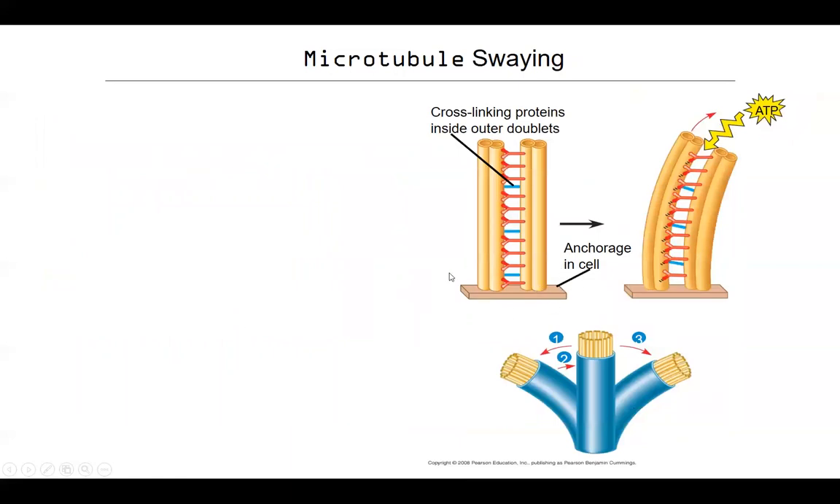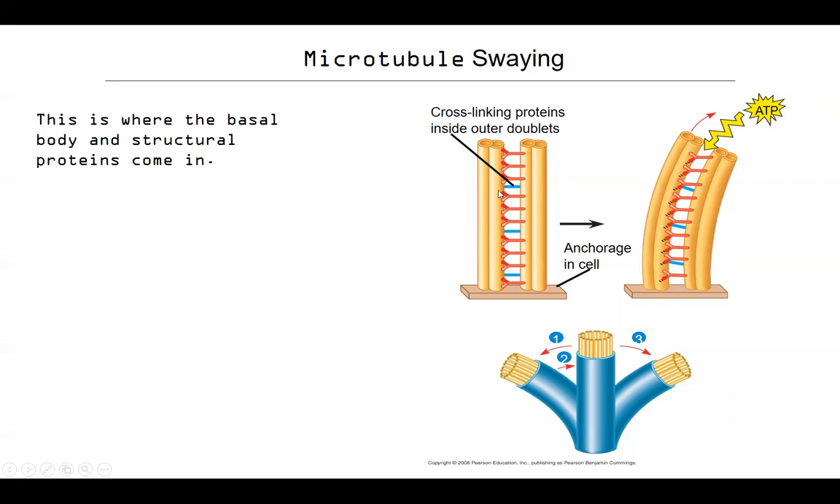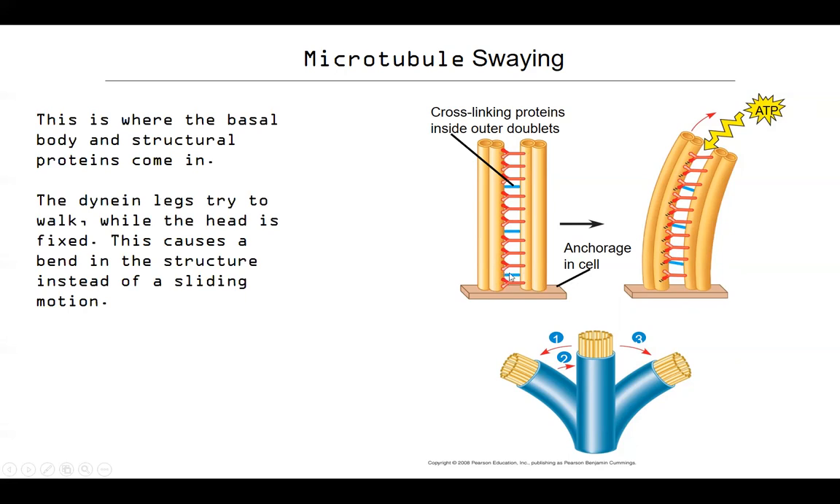So when we get to the point where we're looking at this swaying or power stroke movement, we have our same doublets with our dynein attachments and more permanent head attachment and this transient walking foot attachment. We anchor this in the cell with the basal body and other anchoring proteins, kind of scaffold proteins cross-linking, you can see here.